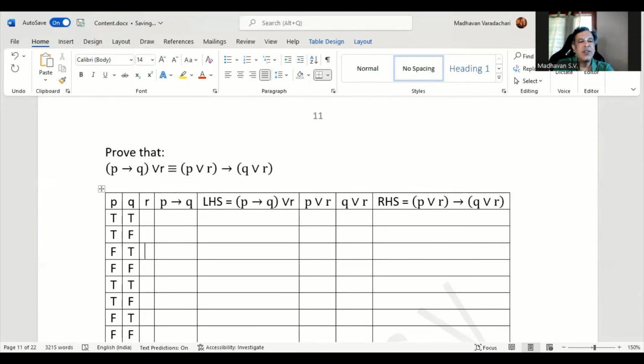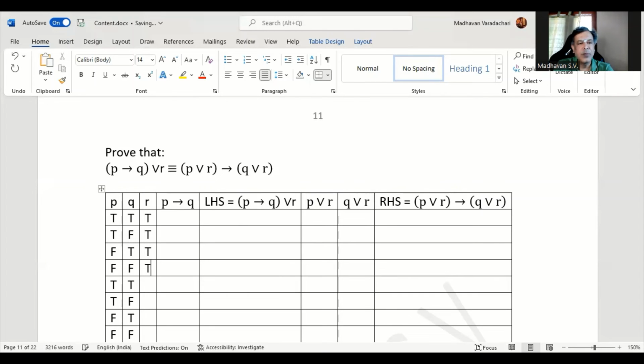Then in the first 4 rows for the statement R, we will write true. Next 4 rows, we will write false. So that we get all the possible combinations for these 3 statements, P, Q, and R. Now coming to P implies Q, this will be false only when the first statement is true and the second statement is false, which is appearing here and here. The rest of all will be true.